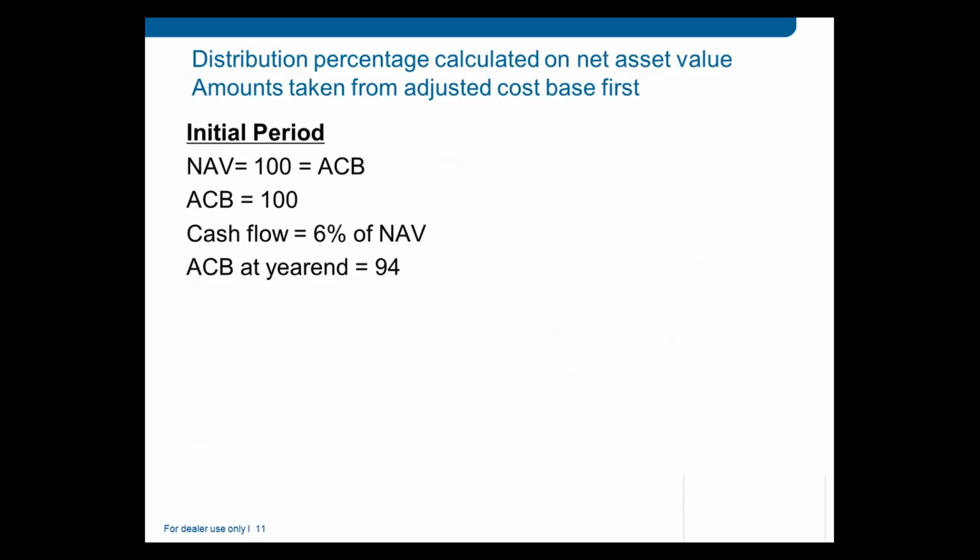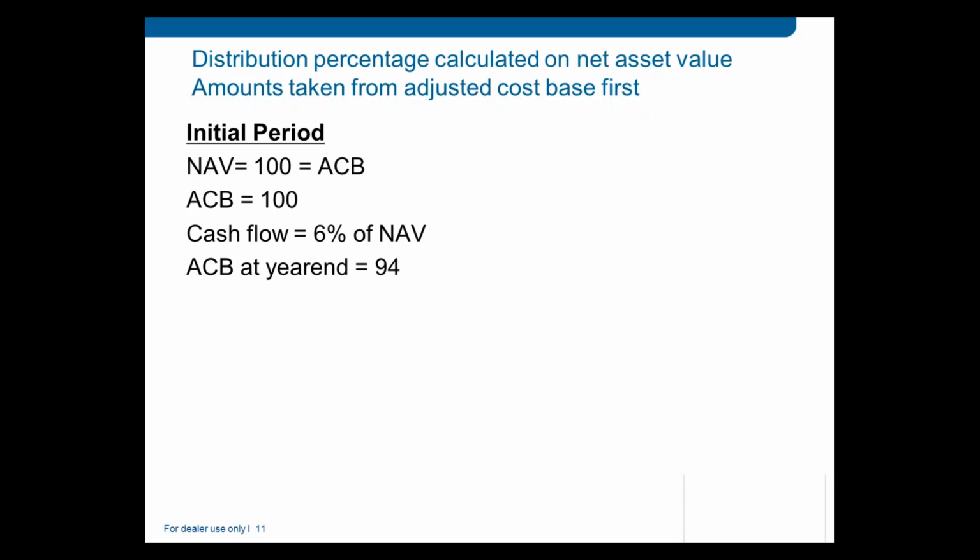So let's consider the impact of distributions on the adjusted cost base of a Series T mutual fund. In the initial period, the net asset value would be the same as the amount of money you put in that contract, and of course would also be the adjusted cost base.